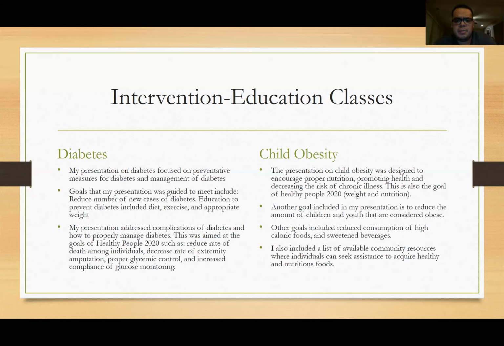For my child obesity presentation, it was guided to encourage proper nutrition, promoting health and decreasing the risk of chronic illness. This is also the goal of Healthy People 2020. Another goal included in my presentation is to reduce the amount of children and youth that are considered obese. Other goals included reducing consumption of high-calorie foods and sweetened beverages. I also included a list of available community resources where individuals can seek assistance and acquire healthy and nutritious foods.